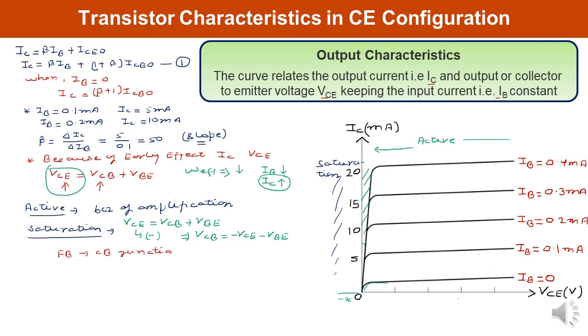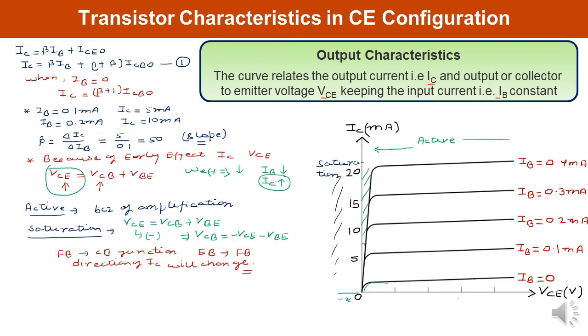The emitter base junction is already forward biased. So when both the junctions are forward biased, it will be in the saturation region. It means now, because of this forward biased collector base junction, the direction of the collector current will change, and it will be in forward bias. Both the diodes are in forward bias, meaning the saturation region.